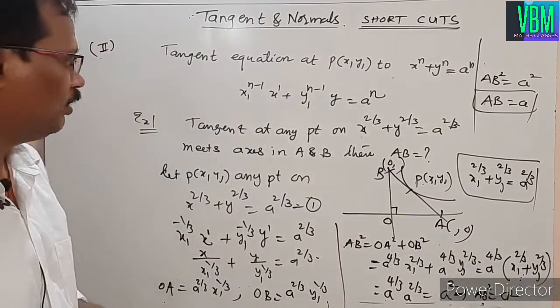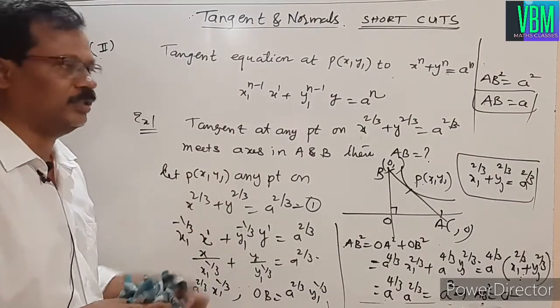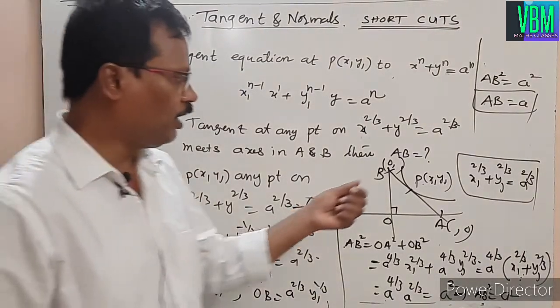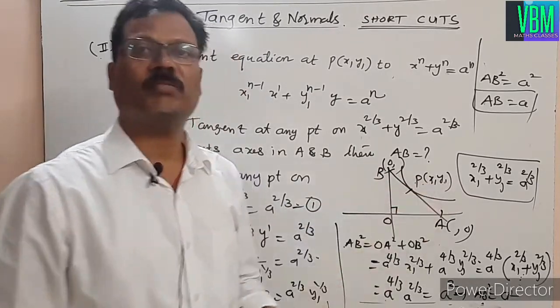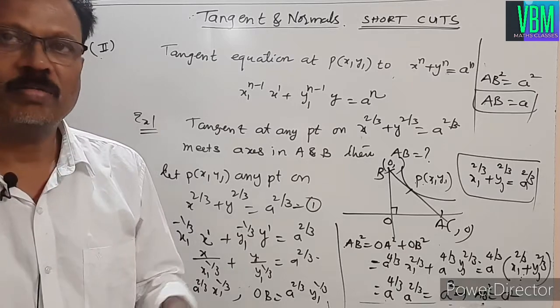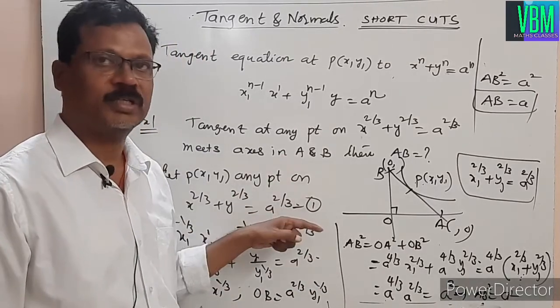Now similarly, many problems are there on this, we can solve like this. Here, instead of x1 we can consider a cos cube theta comma a sin cube theta. By that way also we can solve, but this is simpler than that method.